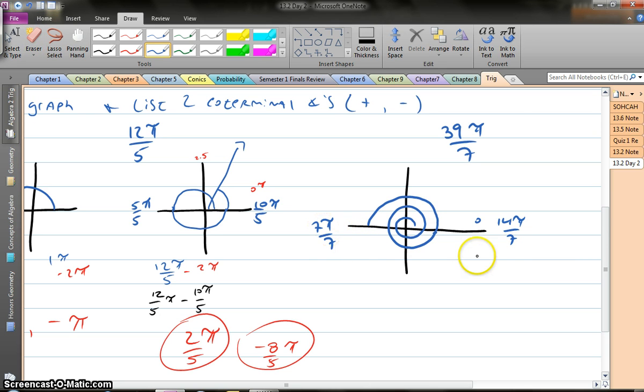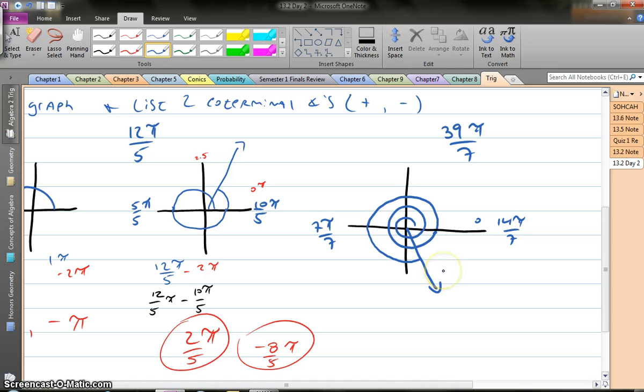All right, now, from 7 to 14, halfway through is 10.5. So I got to go a little more. So I went 35. Okay, so 39 is going to be past here, right? Because from 35 I had to go 4 more. 4 more would put me at 11. So I'm like right there. Right? Because 4 more would put me at 11 pi.